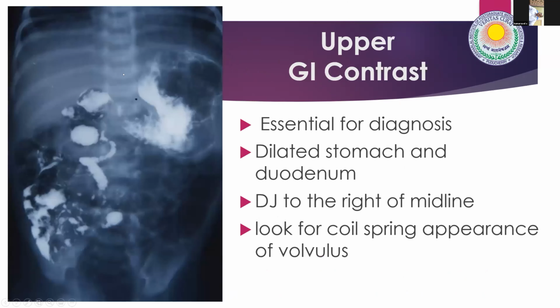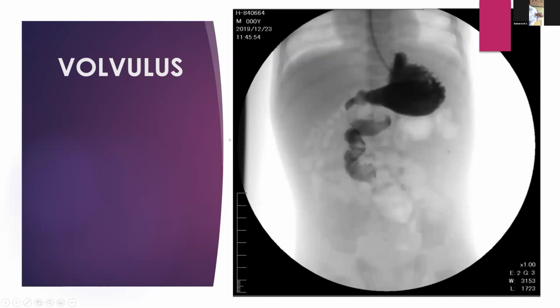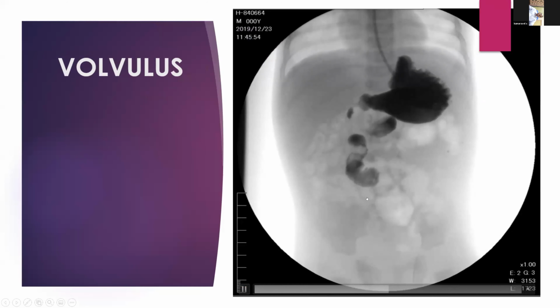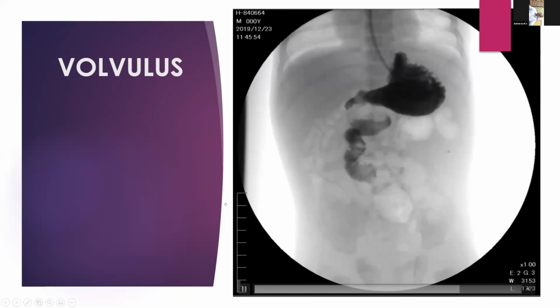Here's a child with an upper GI contrast study which shows the DJ, which is here, should have been beyond this area, but it is now in this place. In the next one, I will show you a video where you can see the volvulus. Here's the contrast which is going, and you can see the spiraling or the spring coil sign.